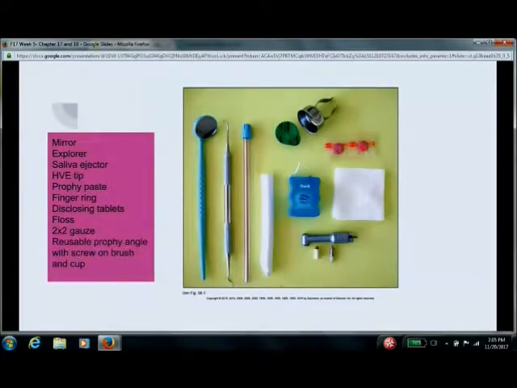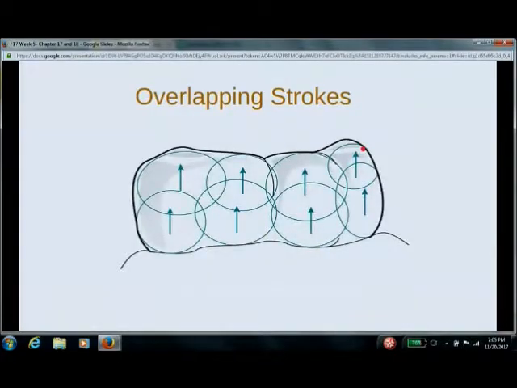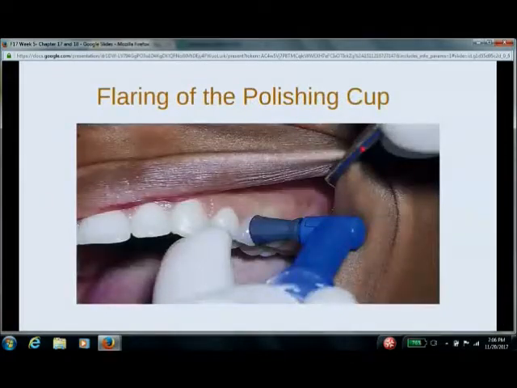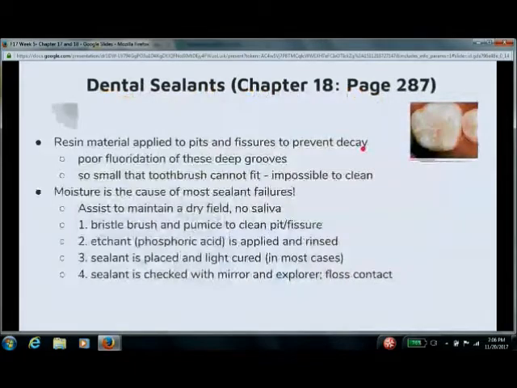And I have a key for this slide as well. That's how you do it, by overlapping the strokes there. So that's what it looks like in the mouth. And then the next thing we talk about in this chapter is sealants.